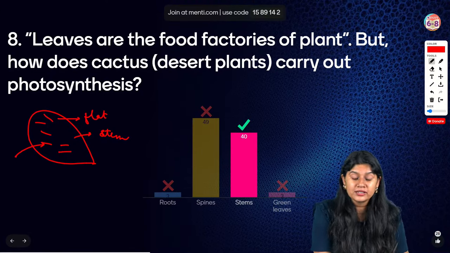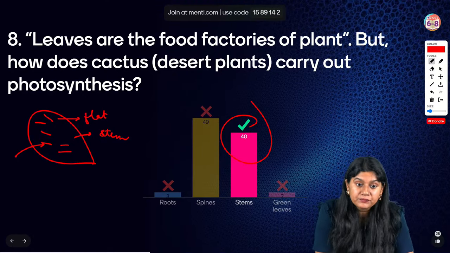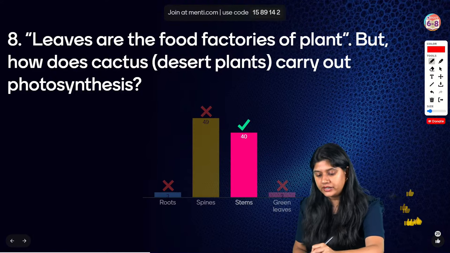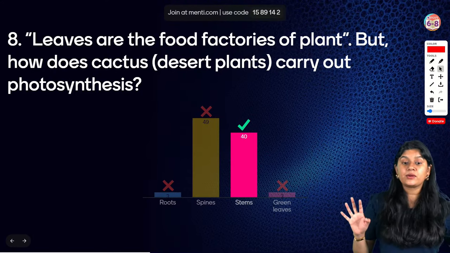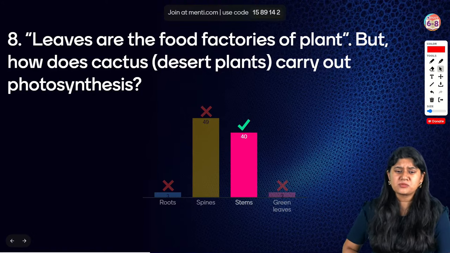Okay everyone? Clear? So 40 of you are absolutely correct. 49 of you have voted for the incorrect answer. Nevertheless, everyone, I hope that you got the answer. Tell me, did you get it? It's okay, Akash, it was a misclick.